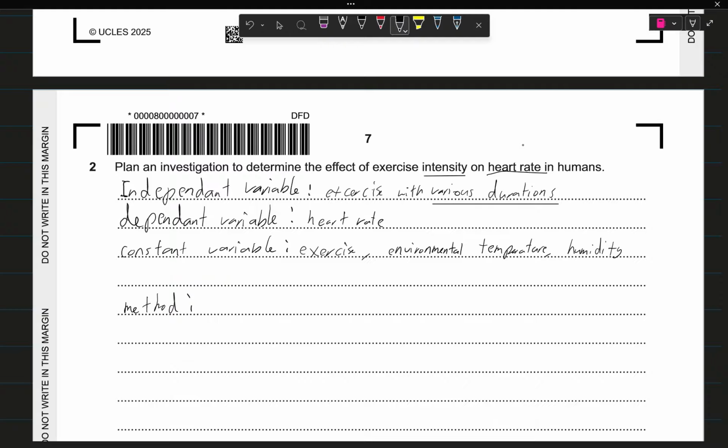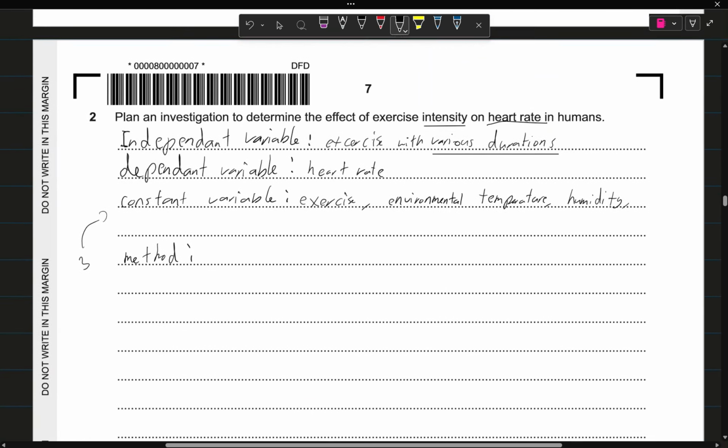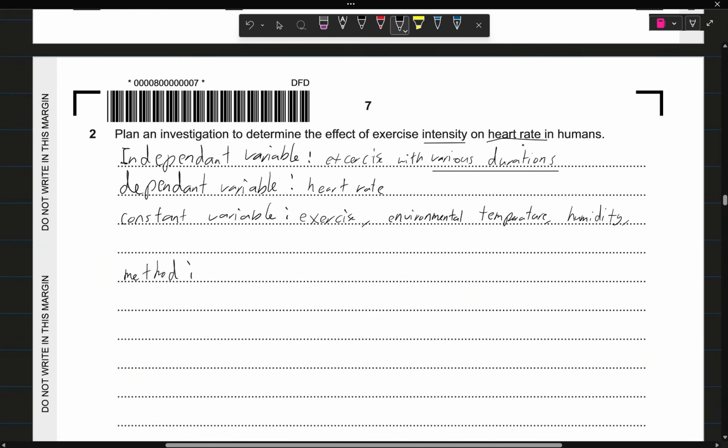Now, of course, the more the merrier here. Whatever comes to mind that you think is valuable, you should write, because the constant variables can contribute up to 3 marks from 6. So this part alone can contribute to half of your grade for this specific question. Besides temperature and humidity, you should also keep in consideration, for example, the mass of the participants. The greater the mass, the harder it is to do an exercise, to run, for example. So, mass of participants.